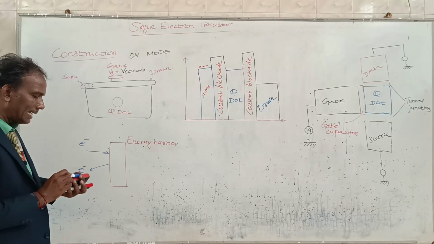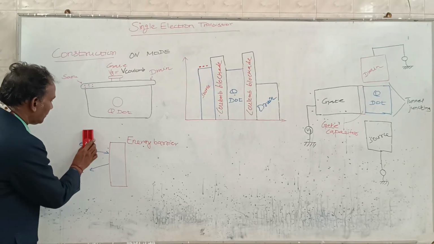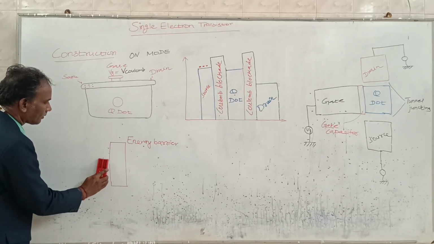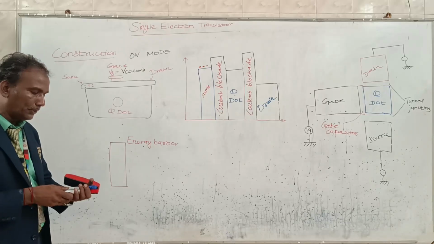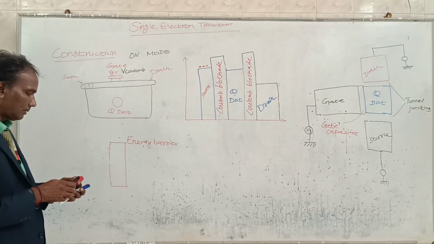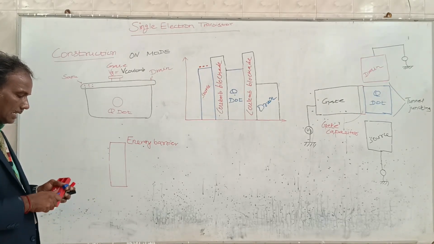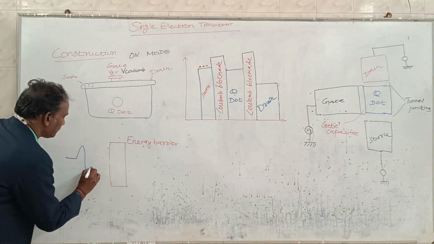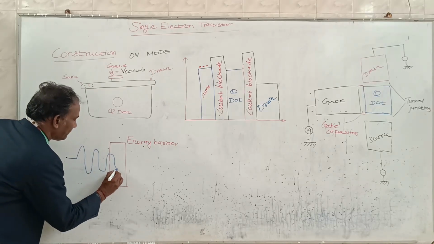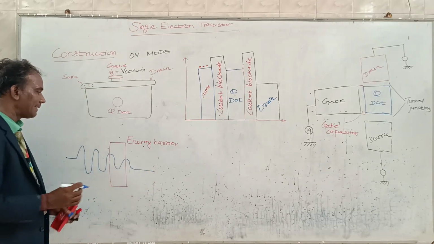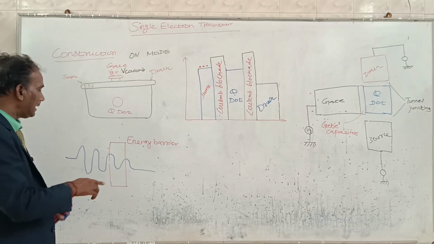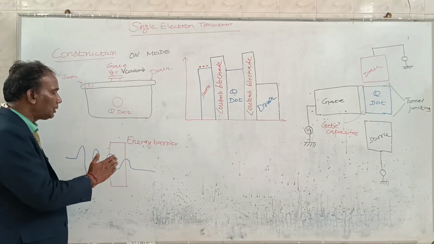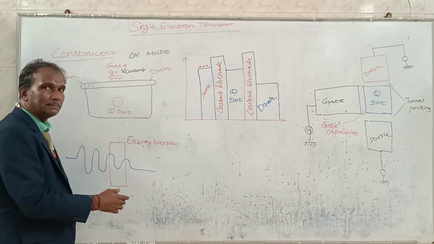But in the case of the quantum view, the electron exhibits its wave nature. As we discussed earlier, the electron exhibits its wave nature. Since it exhibits its wave nature, the electron is able to tunnel through the energy barrier and come out on the other side of the junction.